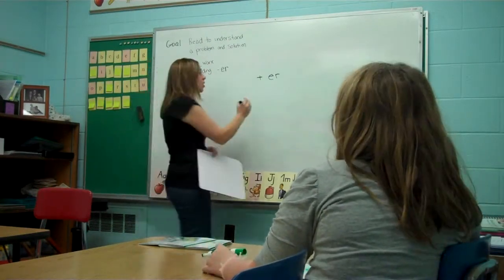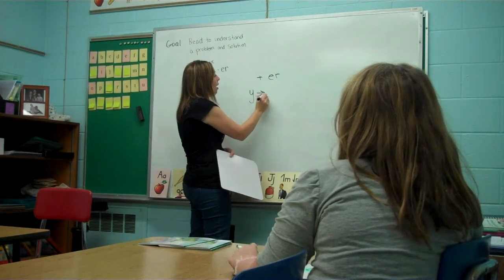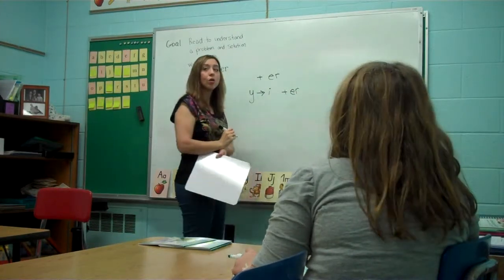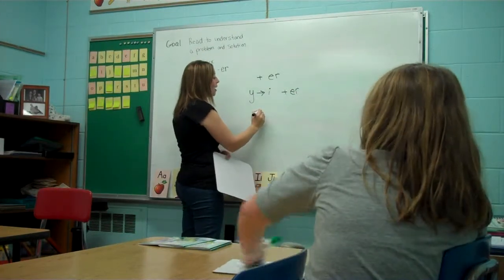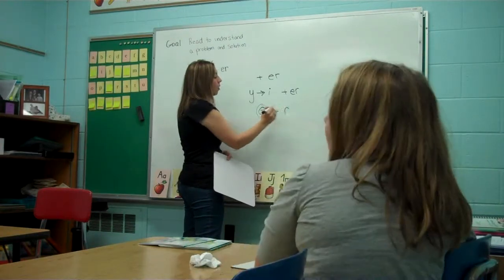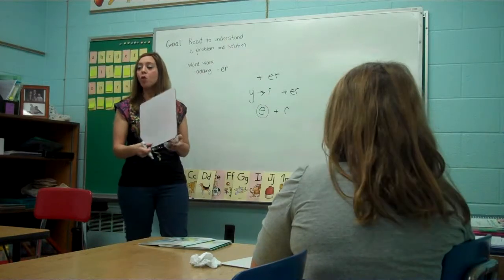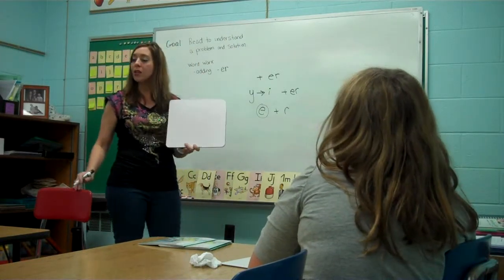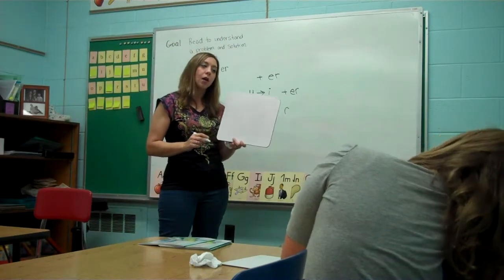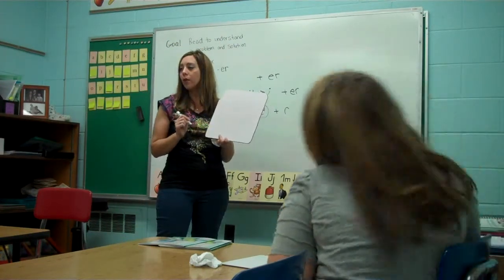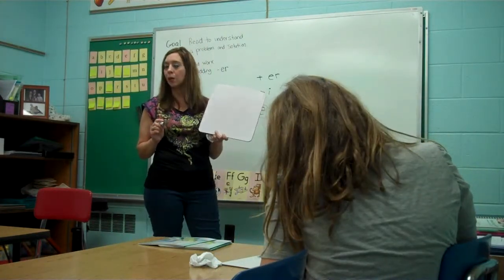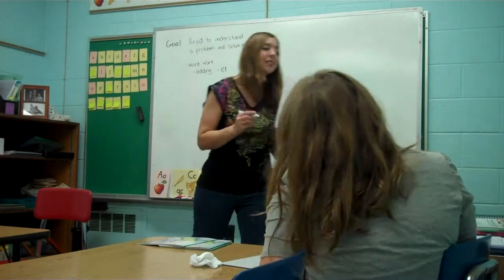We can also change the Y to an I before we add ER. We also learned that if it has an E already on the end of it, then we can just add the R. If it already ends with E, we can add R. There's one more rule that we need to know when we're dealing with adding ER to the end of a word, okay? And that is if our word is just a regular short vowel closed syllable, like the word sad.